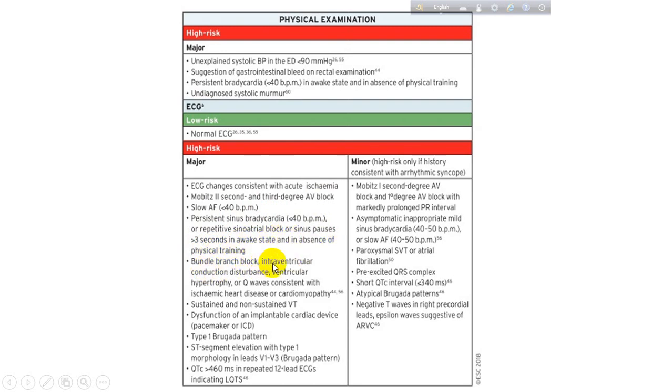Bundle branch block, intraventricular conduction disturbance, ventricular hypertrophy, or Q waves consistent with ischemic heart disease or cardiomyopathy. Sustained or non-sustained VT, dysfunction of implantable cardiac device, pacemaker or ICD.